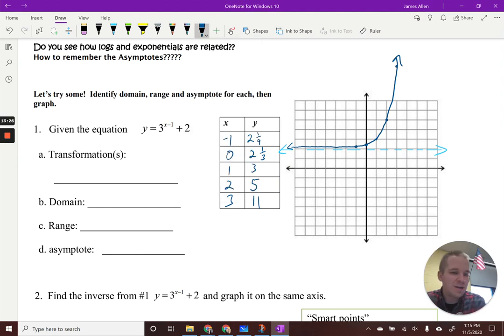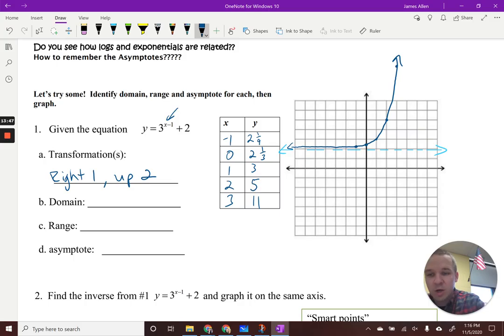So with our transformations, let's talk about that because we've referenced it a couple times. It went to the right 1 and up 2. Right? This is inside the exponential function. This is in the exponent, so that's a horizontal transformation. The plus 2 on the outside, that's an up and down, a vertical transformation.